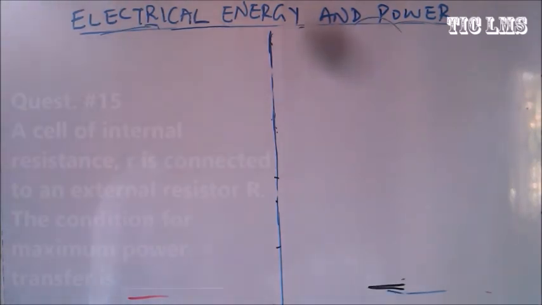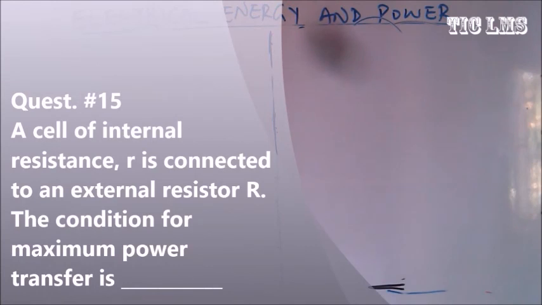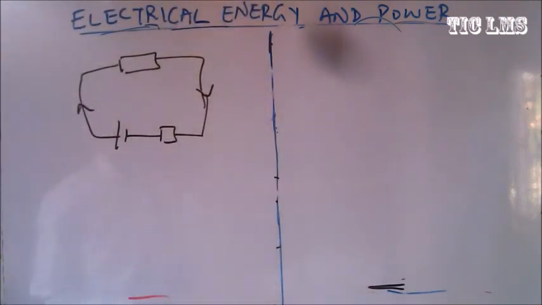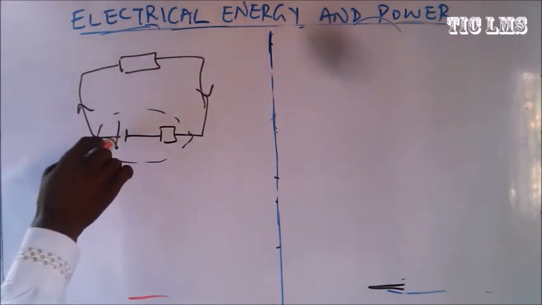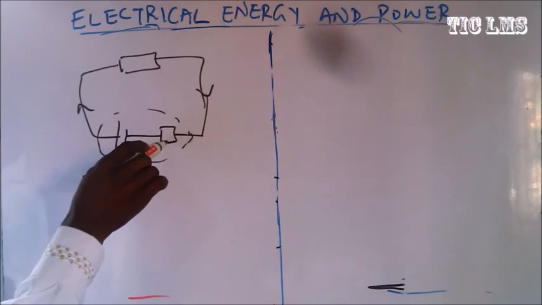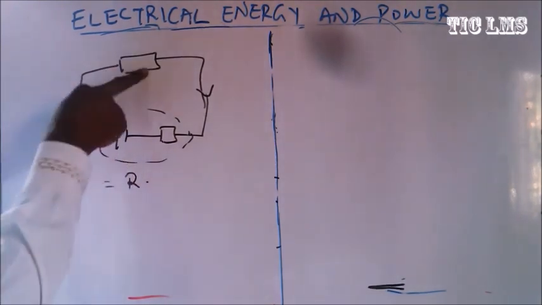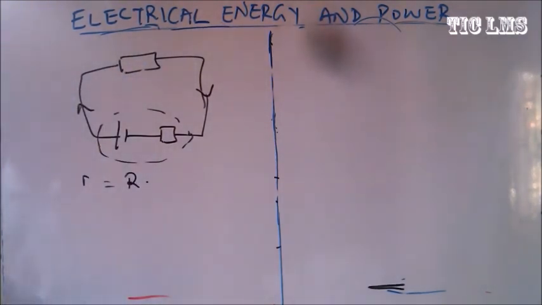This next question says a cell of internal resistance r is connected to an external resistor R. The condition for maximum power transfer is what? We have a cell of internal resistance r connected to an external resistance capital R. The condition for maximum power is if the r here is equal to the R outside. So if the resistance in here and here are the same thing, then we'll have a maximum power.